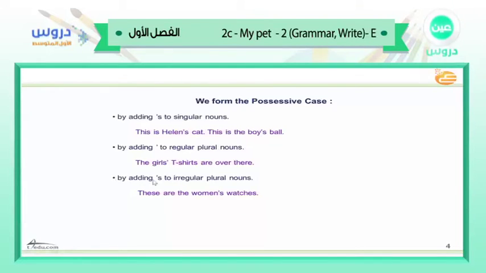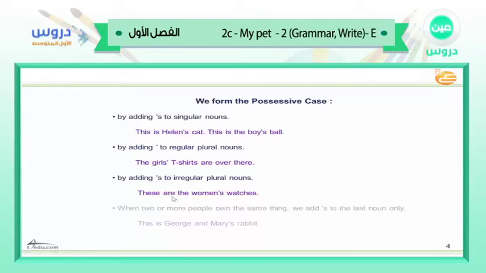Number three, by adding apostrophe S to irregular plural nouns. For example, these are the women's watches. So, woman, irregular noun, but it's plural. But we don't have S. We don't put S to women. So we have to add apostrophe then S.